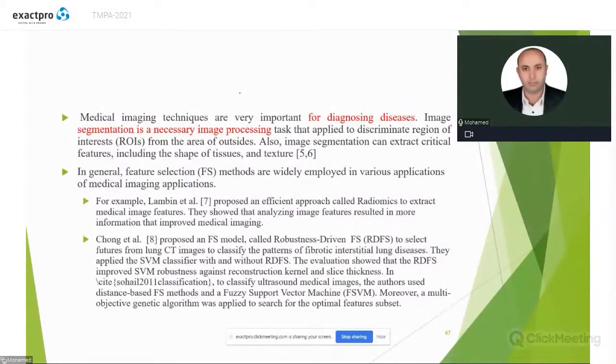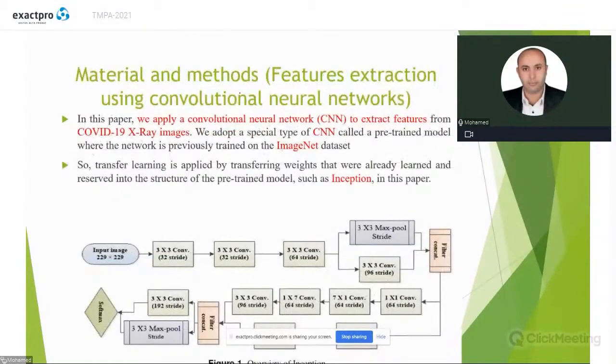This is the related work for COVID that was published using some techniques. In our technique, we extracted the features from the image by using a CNN network that is pre-trained on the ImageNet dataset. This network is called Inception. The main aim of using this Inception network is only to extract the features from the image.